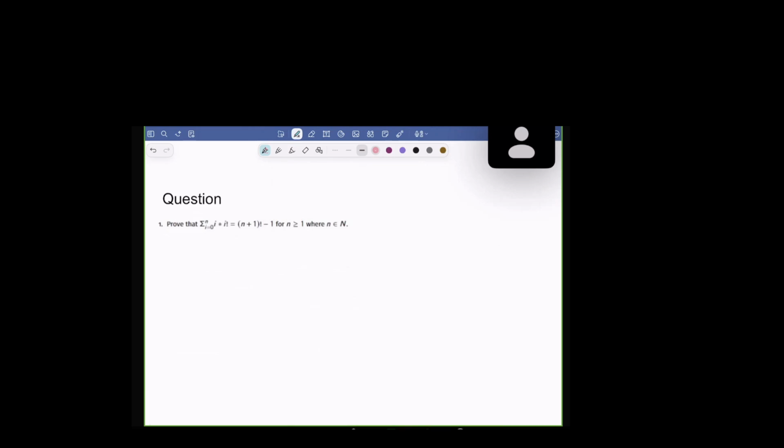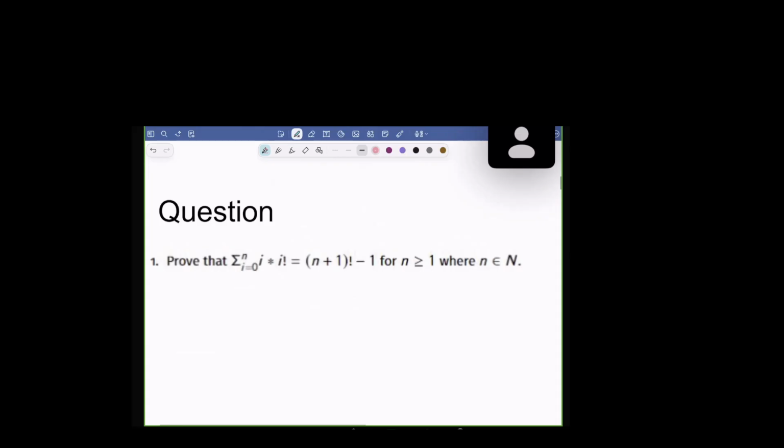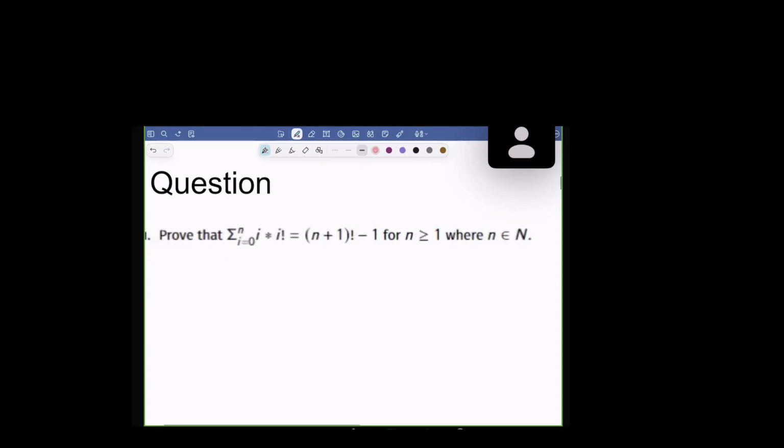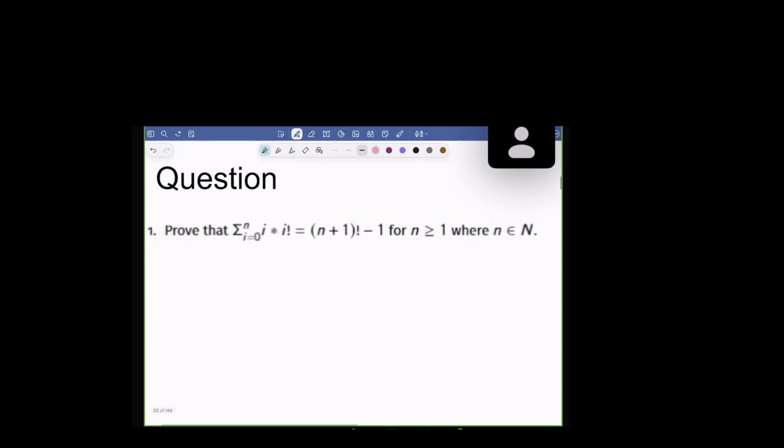We want to prove that the summation of i from 0 to n of i times i factorial is equivalent to (n plus 1) factorial minus 1, for n greater than or equal to 1, in the natural numbers. Let me zoom in so you guys can better see that.